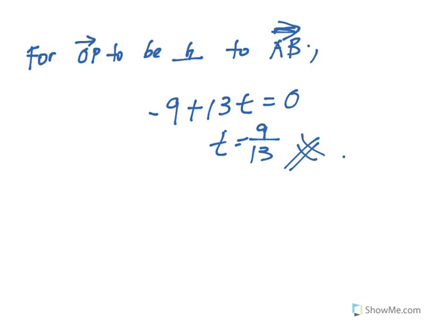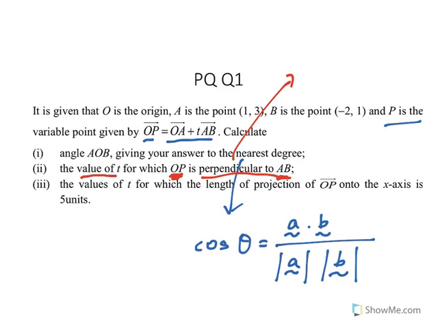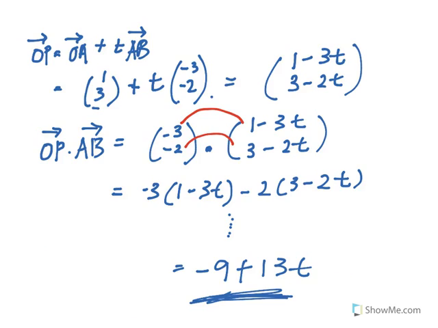Okay? Alright, so next we'll be looking at part 3. Part 3, we need to find the value of t for which the length of projection of OP onto the x-axis is 5 units. So first we need to know the length of projection of OP onto the x-axis. If you visualize, I put the x-axis here, then we have OP, this is the origin, this is P, and this is the x-axis.